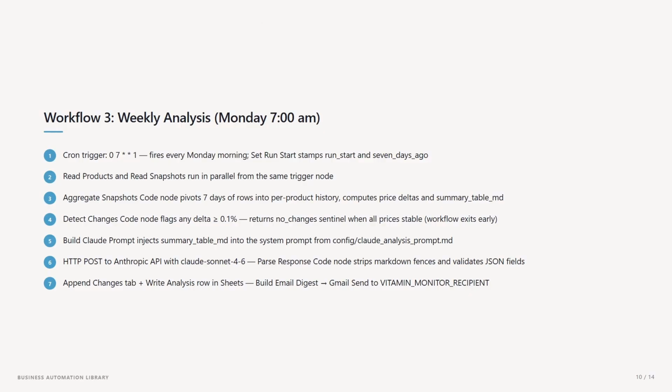Workflow 3 runs every Monday at 7 a.m. It starts with 2 parallel reads, one for the full products list and one for all snapshot rows from the last 7 days. The code node aggregates the snapshots into per product history. For each product, it takes the earliest snapshot in the window as the baseline and the latest as the current value. It computes percentage delta for price, cost per serving, and availability. So let's see this in n8n.